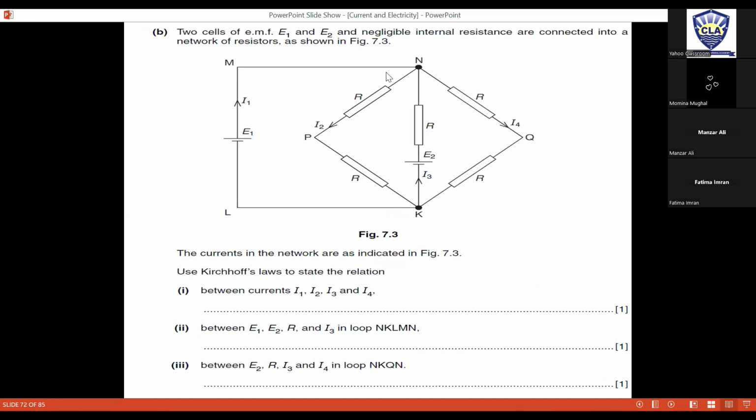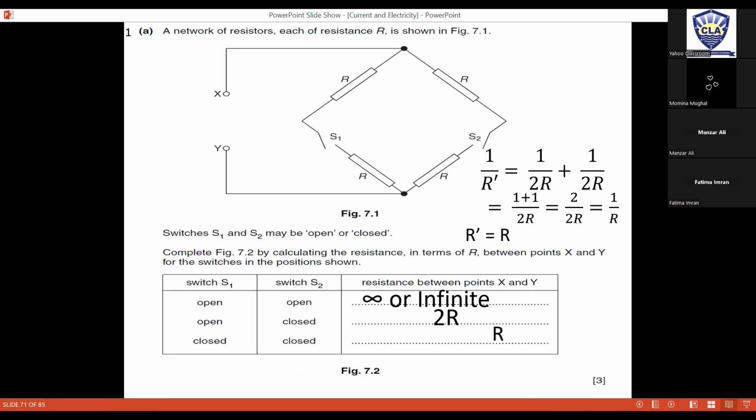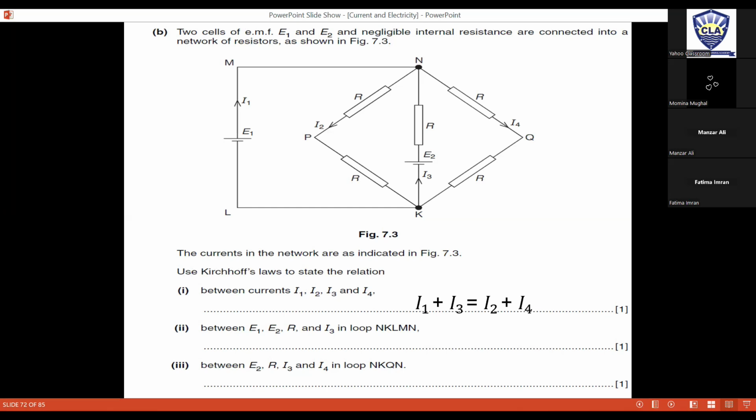I1 is entering, I3 will be entering, and I2 and I4 will be leaving. In this case, it will be I1 plus I3 equal to I2 plus I4. Okay, so I have I1 plus I3 is equal to I2 plus I4.